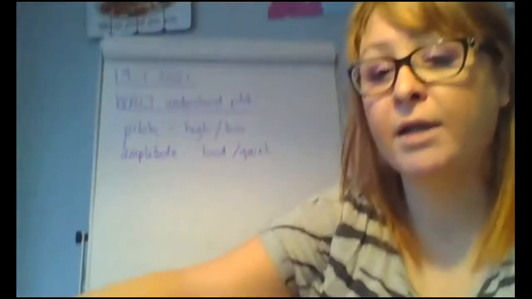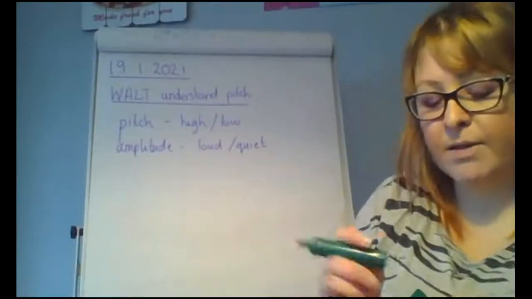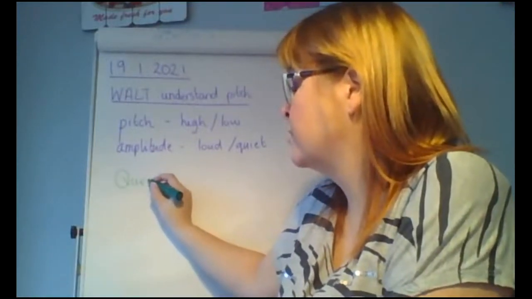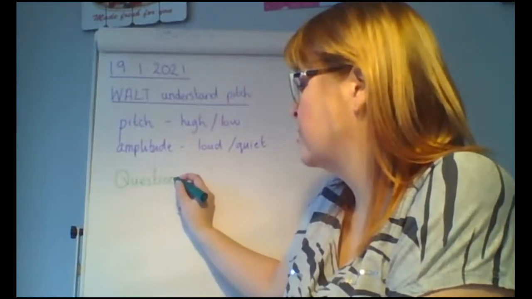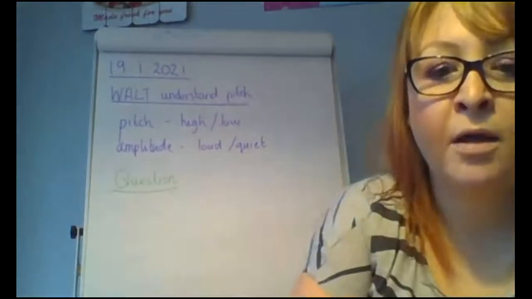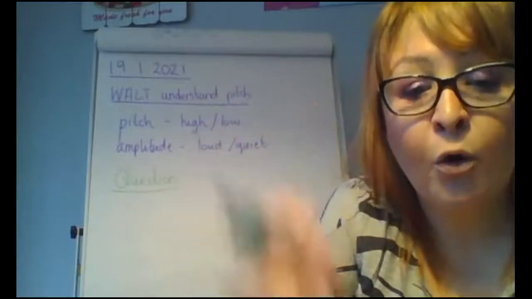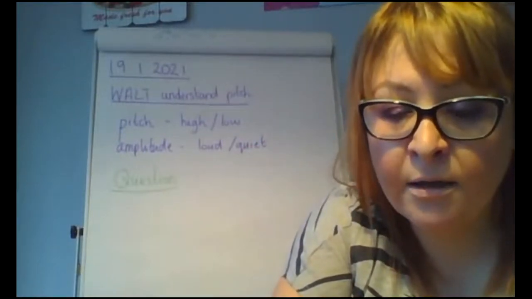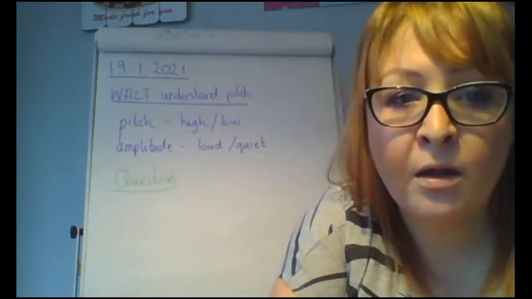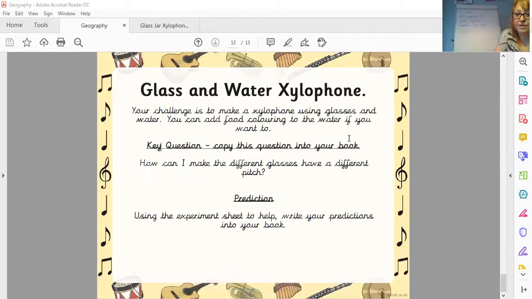I want you to write the question. Now this is just like in school when we're writing up our experiments in school. I want you to put the subheading question like that and underline it with a ruler. I should have used my ruler then, sorry. And I want you to write the key question that's on that PDF document, or if I share my screen again, if you look at this screen, you can see: how can I make different glasses have different pitches.